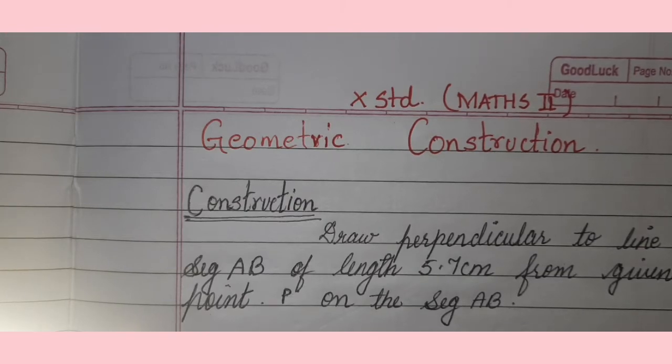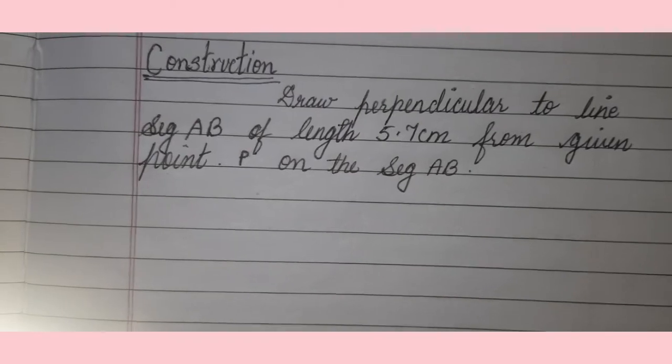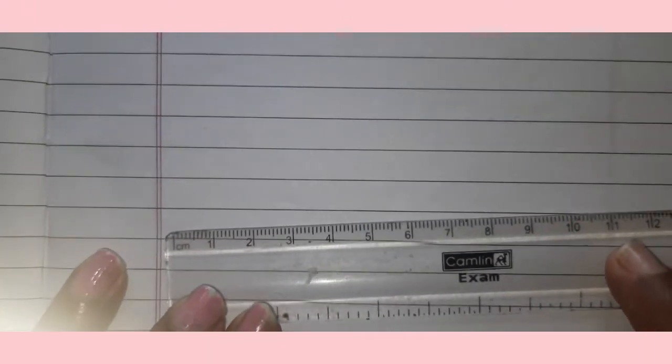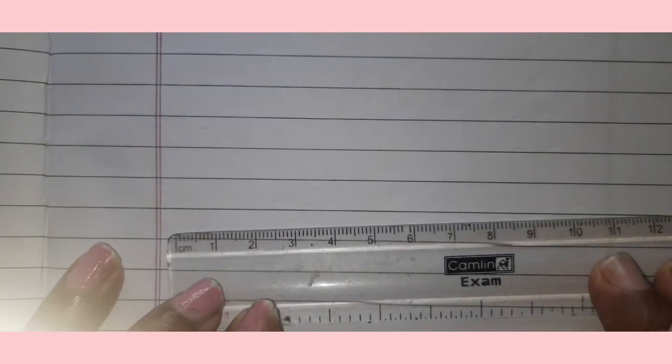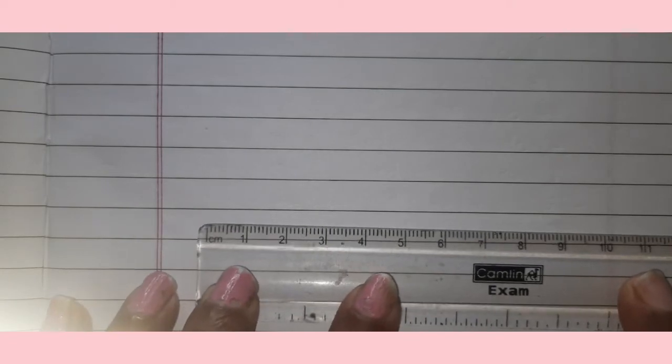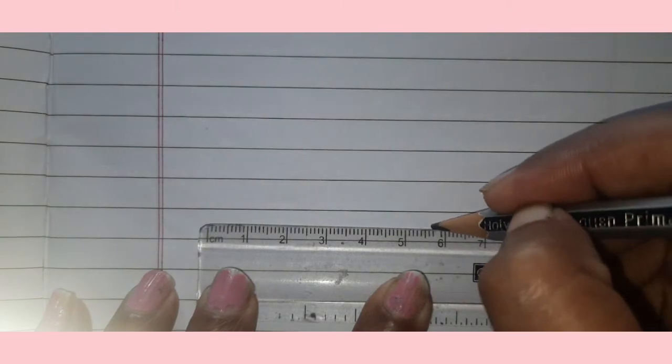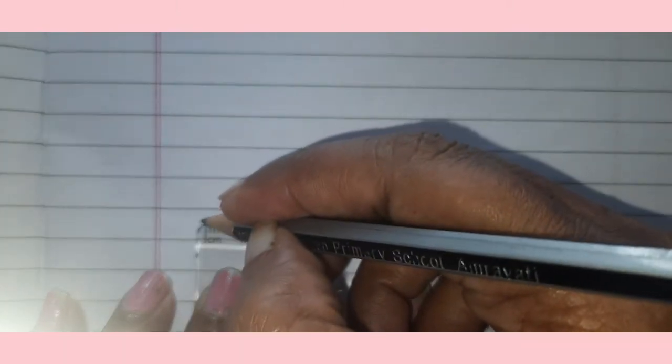So the very first construction that we are going to do is to draw the perpendicular to a line segment AB of length 5.7 centimeter from a given point P on this line segment AB. For this, first we are going to draw the line segment AB with the help of the scale. The length of the line segment is 5.7, so 5.7 means this is 5 and after that 2 lines. So this is the 5.7 I have drawn.